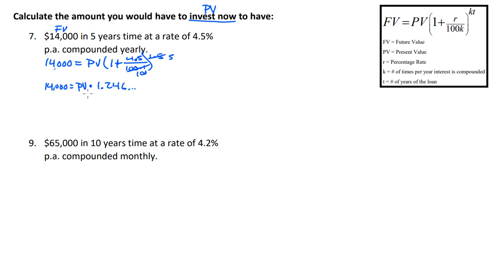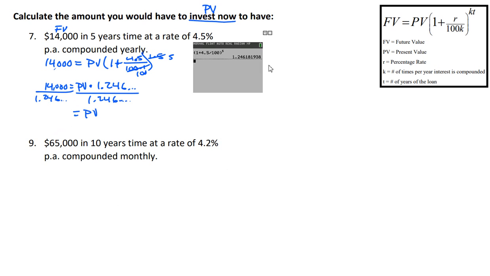Right? So to figure out what the present value is, we need to get rid of this 1.246, so we simply divide both sides by 1.246..., and that should tell us what our present value would have to be in order to end up with 14,000. Now on your calculator, make your life easy. Don't get rid of that. We want to take 14,000 and we want to divide by that number. So I'm going to do 14,000 and divide by second answer. And this will work on your scientific calculators too.